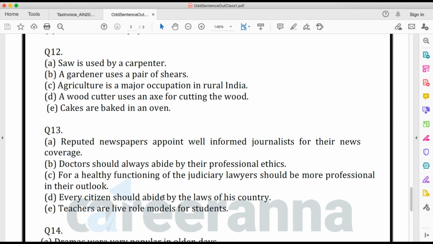Most of you are now able to think in the right direction. Right? The correct answer is option number D. As you all rightly said, every other sentence is about a profession, and option number D is not talking about profession, but it is talking about citizens. It's citizen versus professions. Option number D is the odd sentence out.